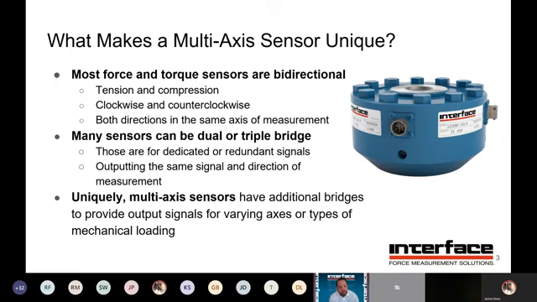So other sensors can be had with second or third redundant bridges. Those are usually called dual or triple bridge sensors, and those will have basically duplicate bridges designed to measure the same axis of measurement. Those are used for maybe control loops or redundancy for data acquisition. However, those are still slightly different than what we're going to be talking about today. And those are multi-axis. So multi-axis will essentially have dedicated bridges to measure very specific loading directions. So a little bit different.